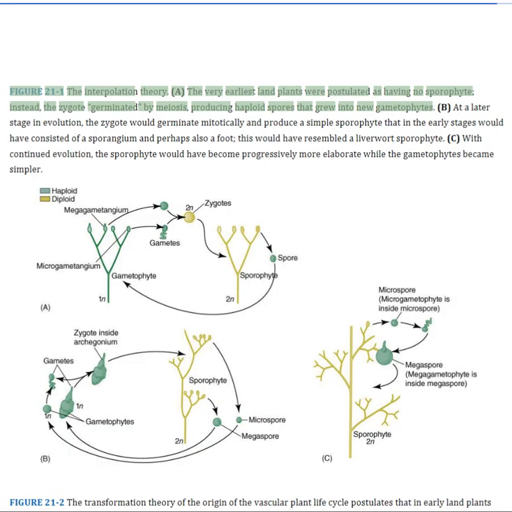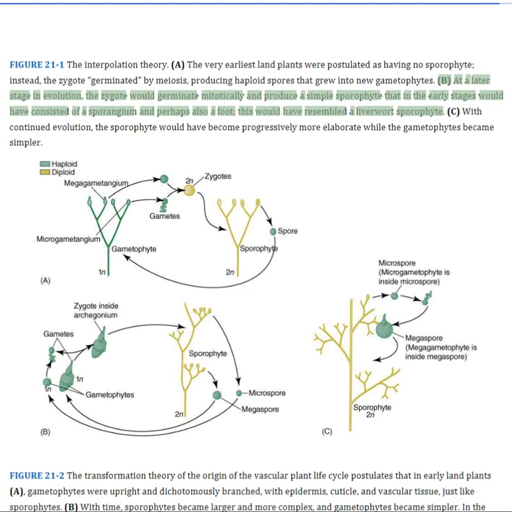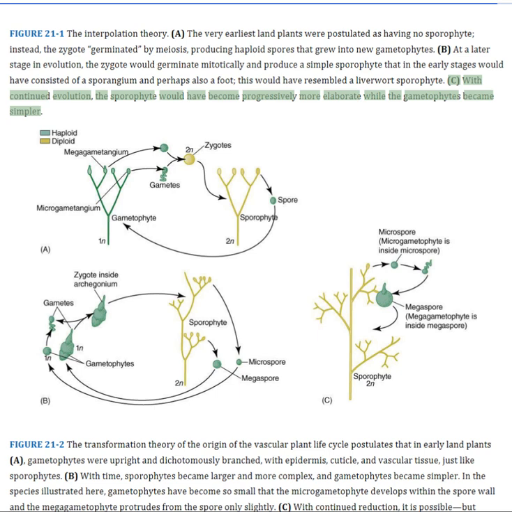Figure 21-1. The interpolation theory. The very earliest land plants were postulated as having no sporophyte. Instead, the zygote germinated by meiosis, producing haploid spores that grew into new gametophytes. At a later stage in evolution, the zygote would germinate mitotically and produce a simple sporophyte that in the early stages would have consisted of a sporangium and perhaps also a foot. This would have resembled a liverwort sporophyte. With continued evolution, the sporophyte would have become progressively more elaborate while the gametophytes became simpler.